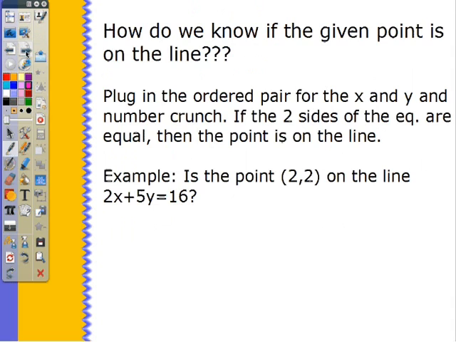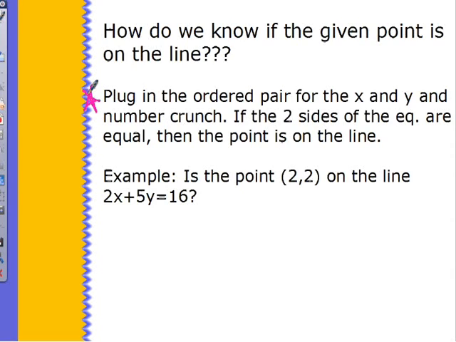Last thing on this lesson is how can you tell if a given point is on a line? So write part of that down at least. How can I tell if a given point is on a line? And here's how you can tell. Jot this down. Plug in the ordered pair for x and y and number crunch. If the two sides of the equation are equal, then the point is on the line. It's a solution if the equation is true.